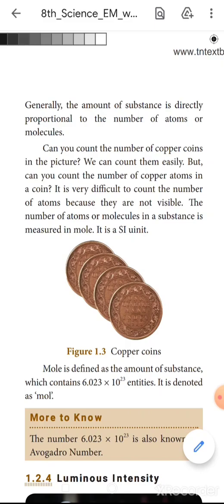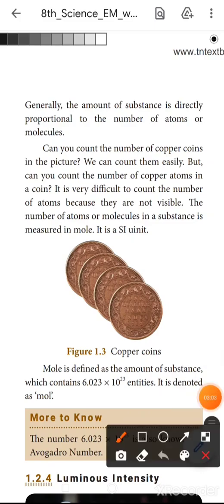The number of atoms or molecules in a substance is measured in mole. The copper coin has many particles: atoms, molecules, ions, electrons. These are not visible, so the invisible particles are measured in one quantity, that is mole. The number of atoms or molecules in a substance is measured in mole. Underline the word mole. It is an SI unit.